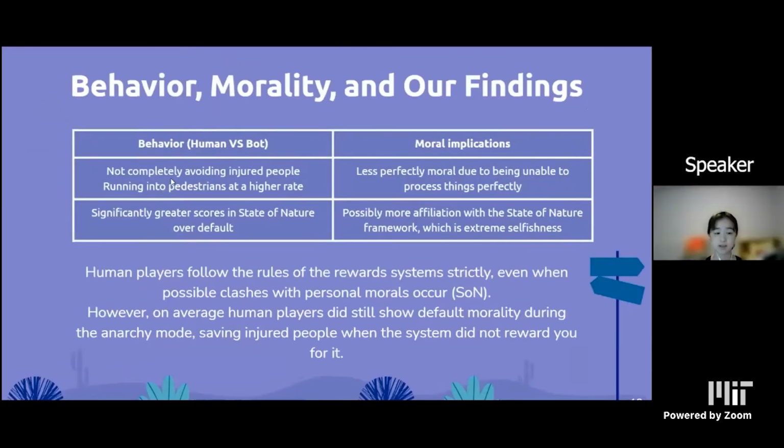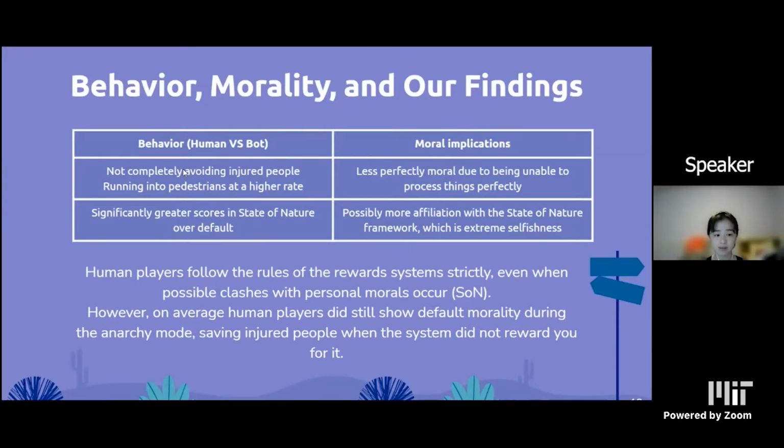To summarize, synthesize, and analyze the results that we just went over, we see this chart and the analysis below. First of all, the first trend that we noticed was people were unable to completely avoid running over injured people, and people didn't really care as much about running into pedestrians as the bot did. The moral implication is that we are less perfectly moral because we have more errors inherently, like you can be tired when you're driving and more.